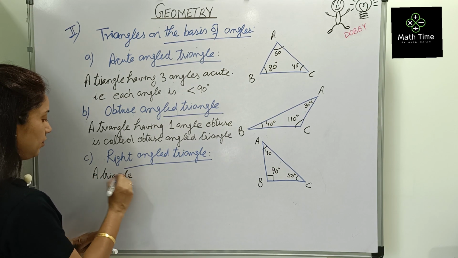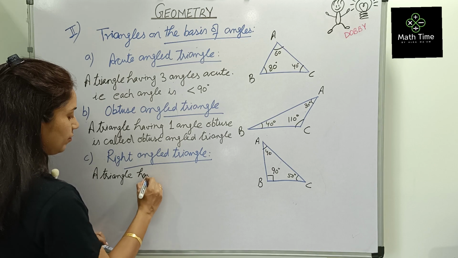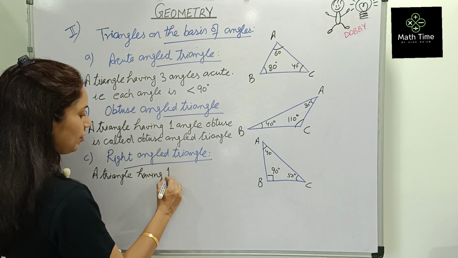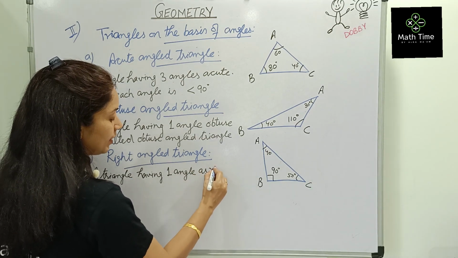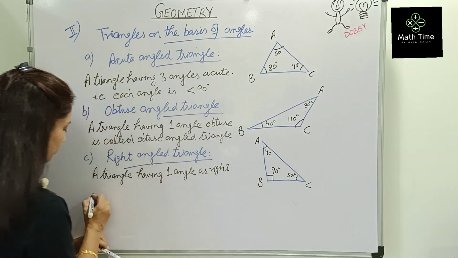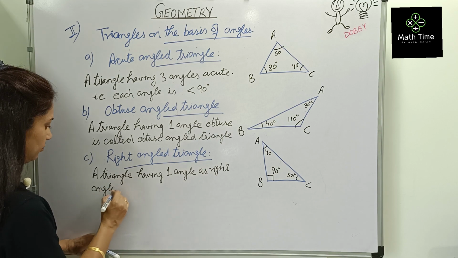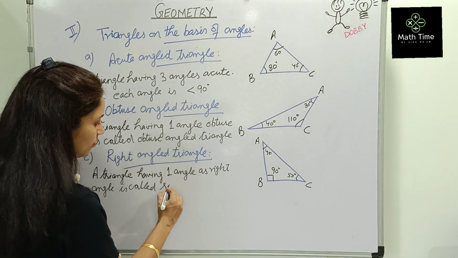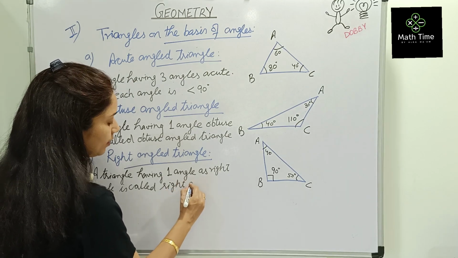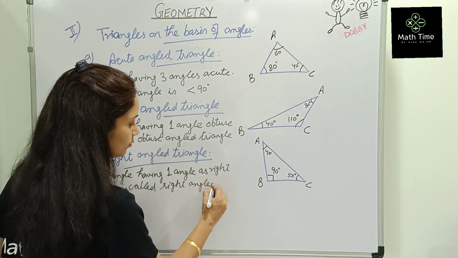A triangle having one angle as right angle is called a right angled triangle.